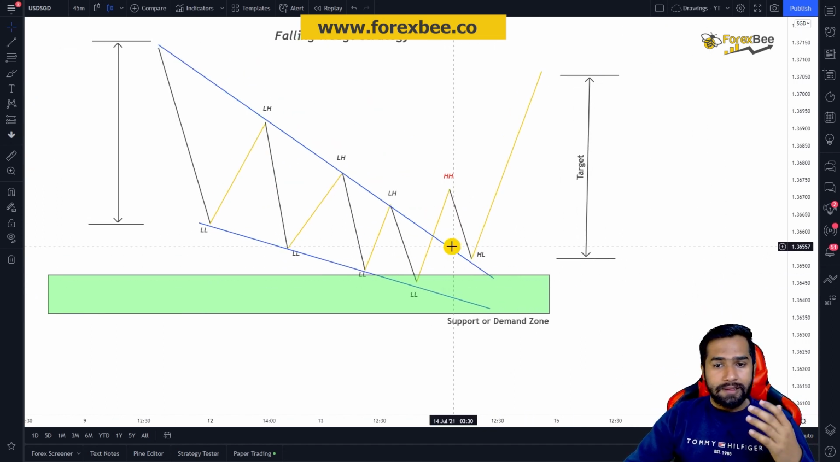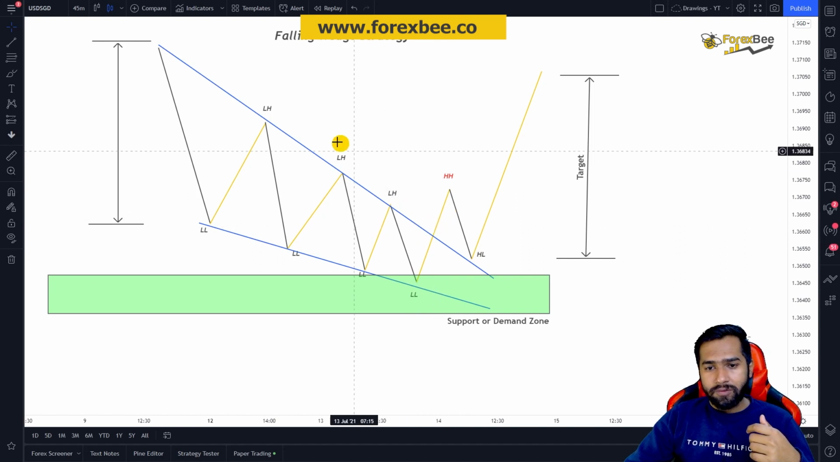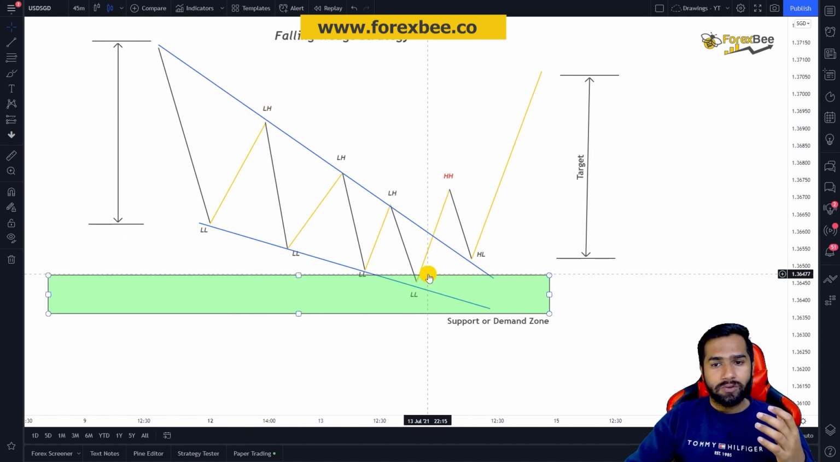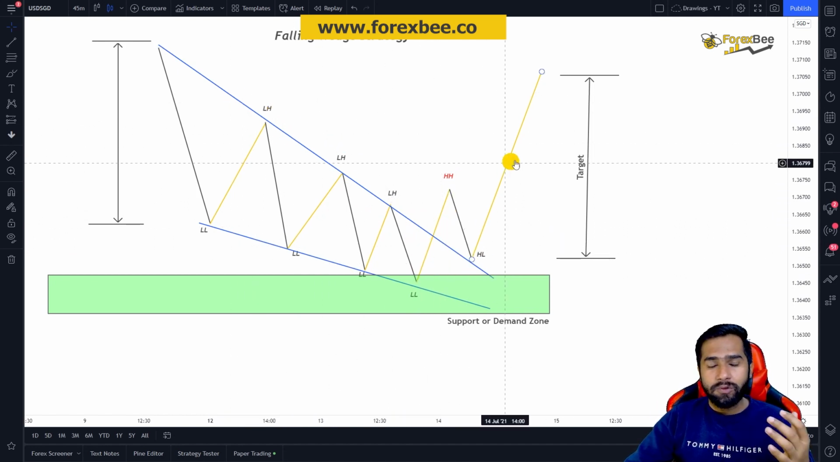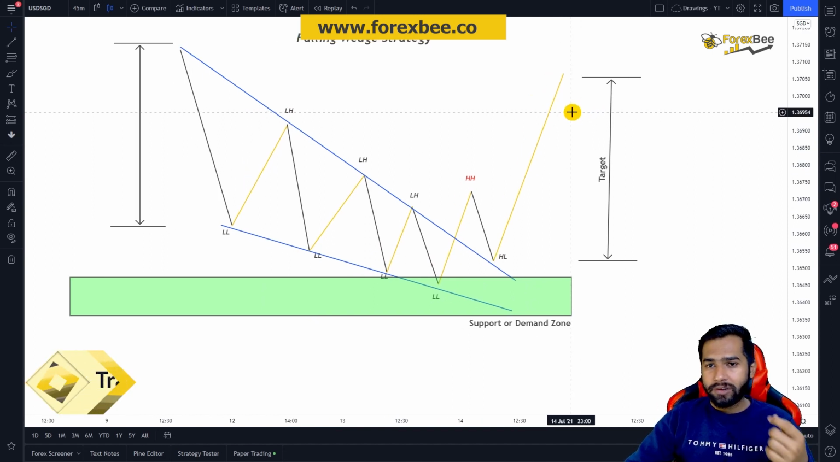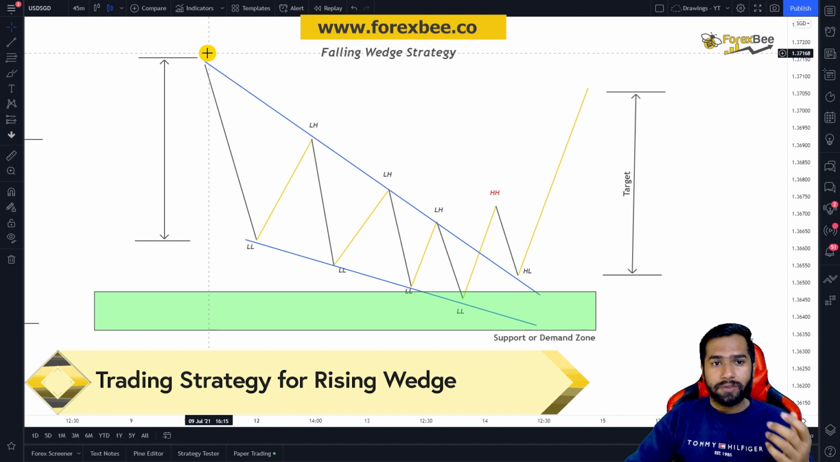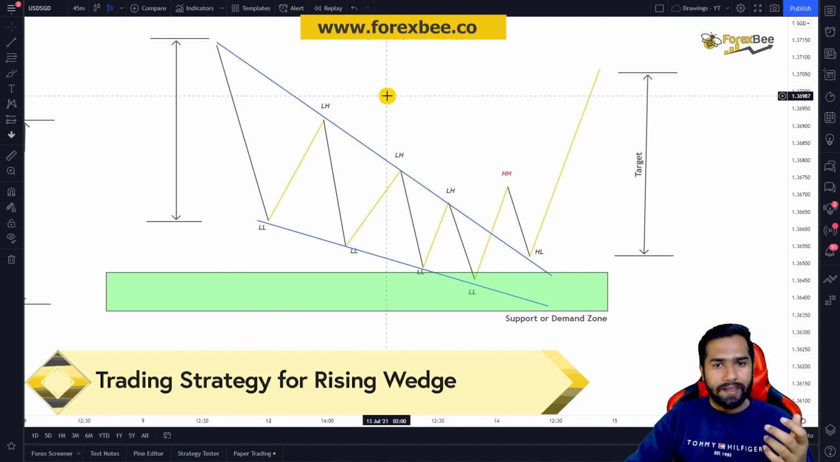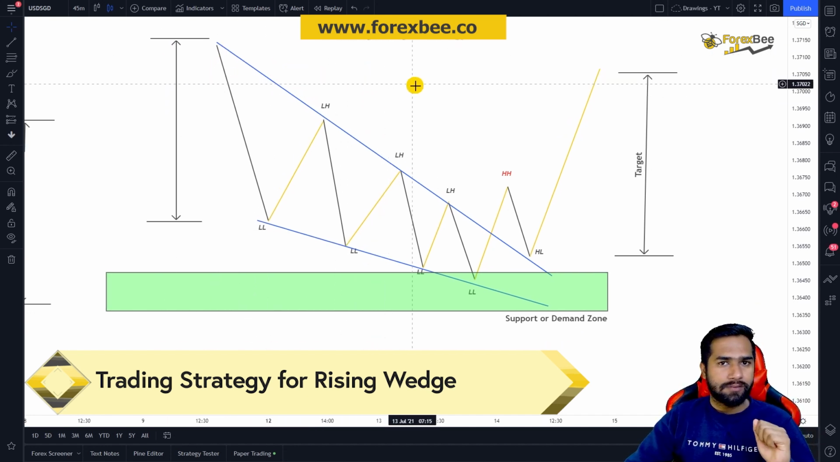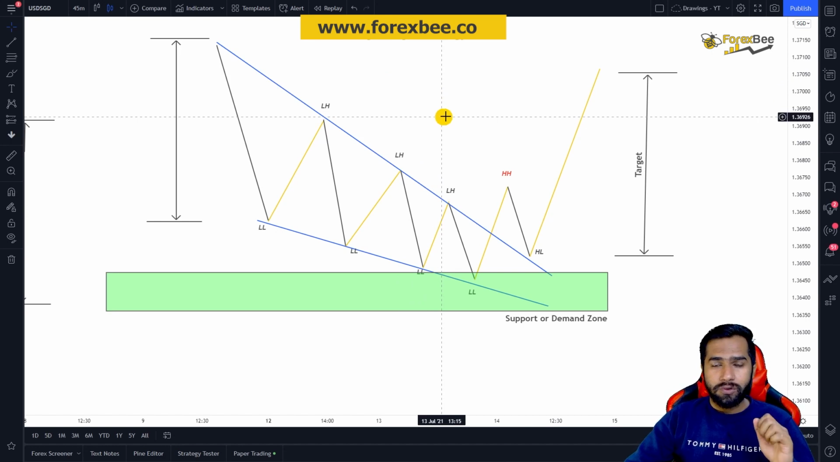So after that, the trend will reverse as soon as the market breaks out from this line which is connecting these lower highs, and after that the market will move in the bullish direction. And similarly, the target for the falling wedge pattern will be the origin of the pattern, as you can see here. And in order to trade this pattern successfully, what you should do is look for key levels.